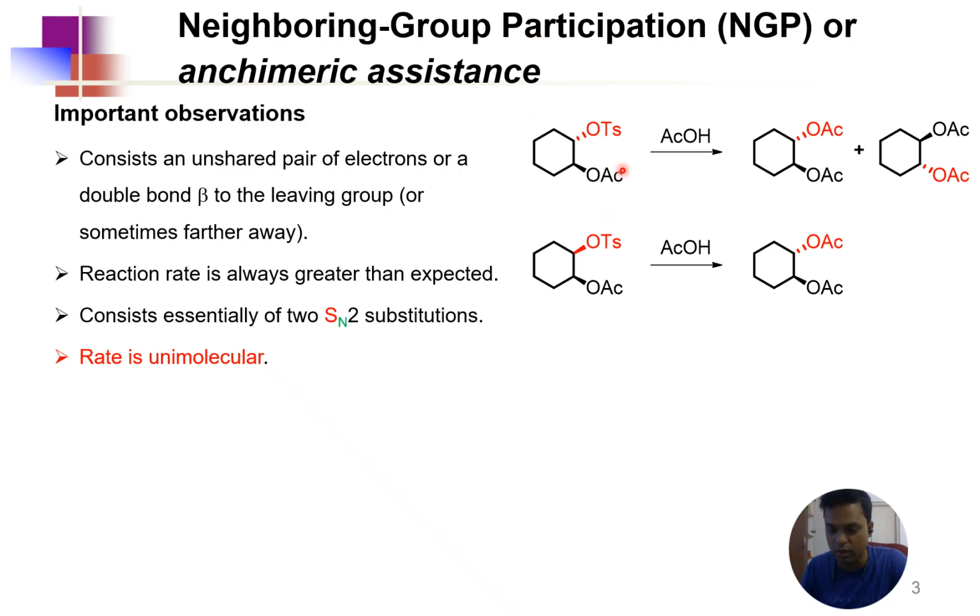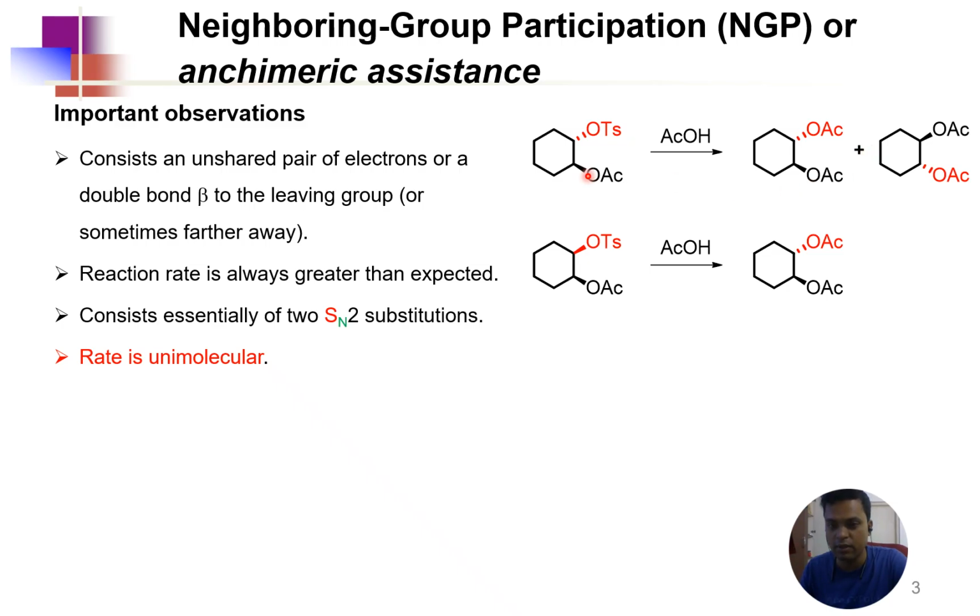So let's take an example. You have a trans isomer, one acetate and one tosylate, and you do the acetolysis using acetic acid as a solvent, and you can obtain a mixture of products which are trans to each other. So you start with the trans isomer and you end up with two different trans isomers. Now basically they are enantiomers.